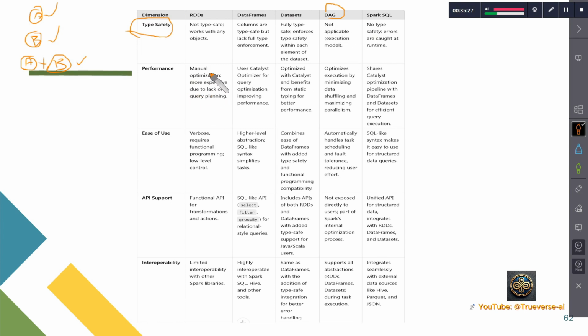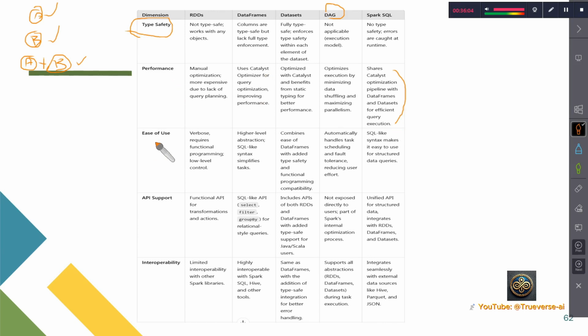Performance. So this is the manual optimization. This uses the Catalyst optimizer, doing query-based optimization and improving the performance. So for the dataset, the same, and for DAG, using the shuffling and maximizing parallel processing. For Spark SQL, it manages this efficiently, because it includes both.